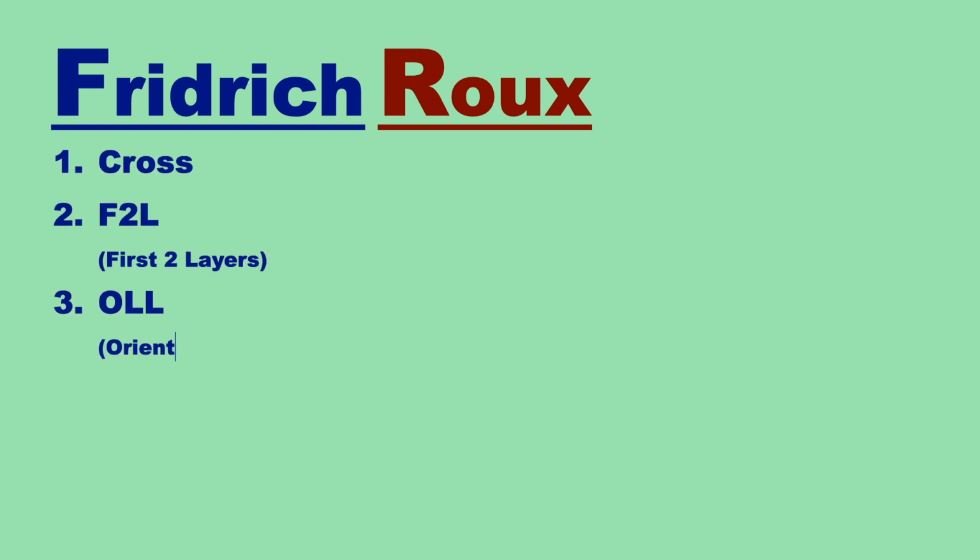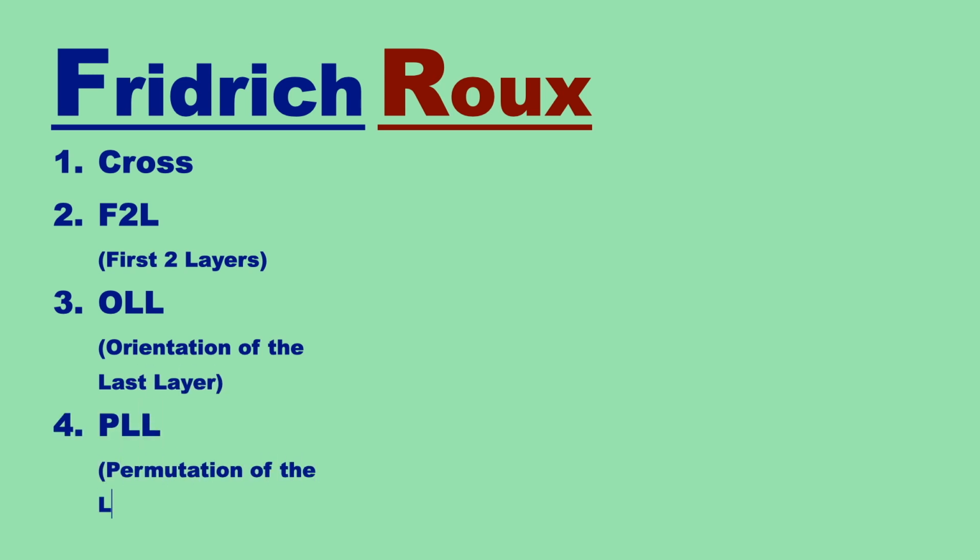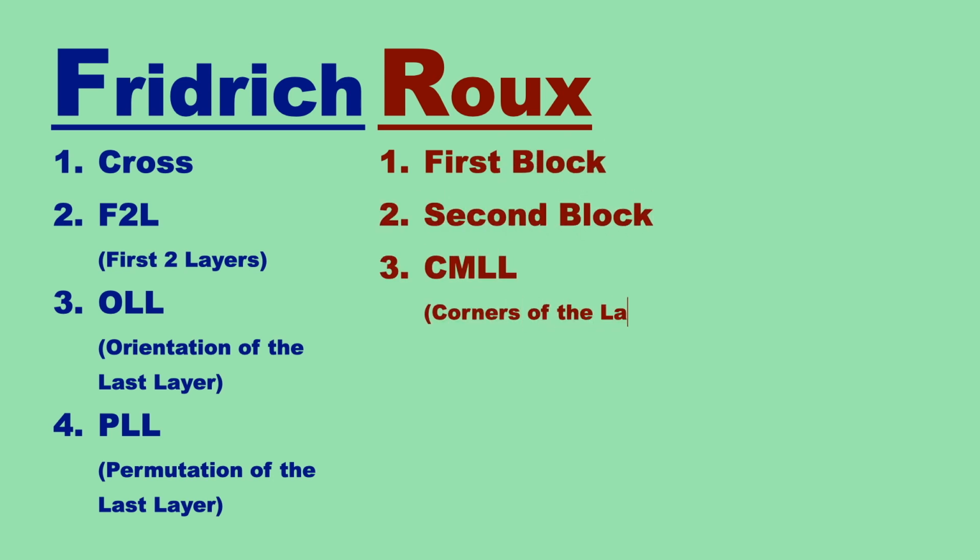Most of us are already familiar with the Fridrich method. It consists of 4 steps, and they are cross, F2L, OLL, and PLL. In the Roux method, there are also 4 steps, namely first block, second block, CMLL, and LSE.